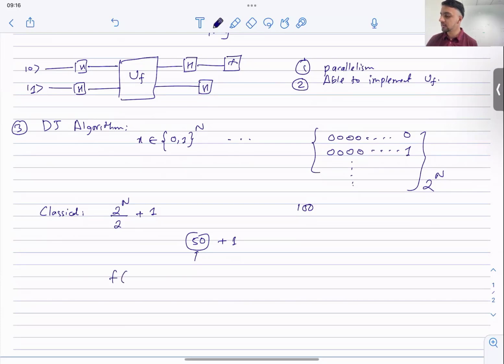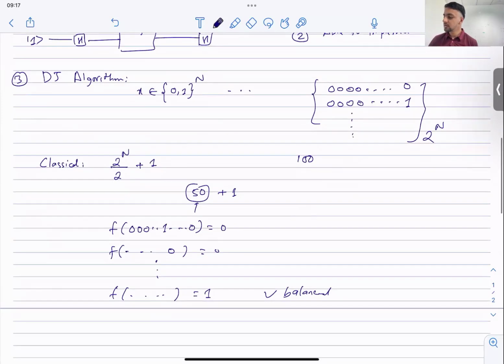So let's say you take a random bit string, let's say, I don't know, 1, 0. You get 0, right? Then try another one. Let's say you get 0. Keep on doing this until you get 1. And if you got 1, then you know that the function is balanced, right? But in the worst case, you might not get 1 until the 51st case, and so you need to run an extra one to do the tiebreaker.